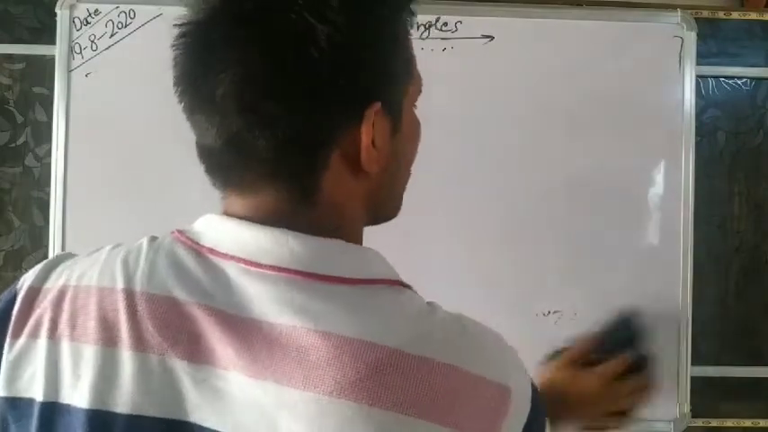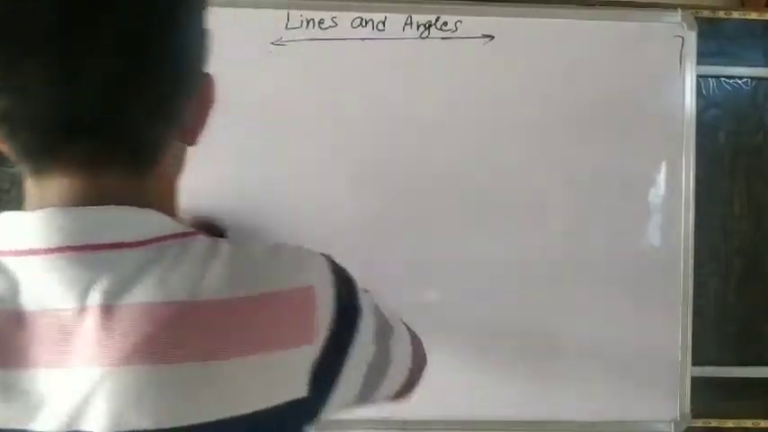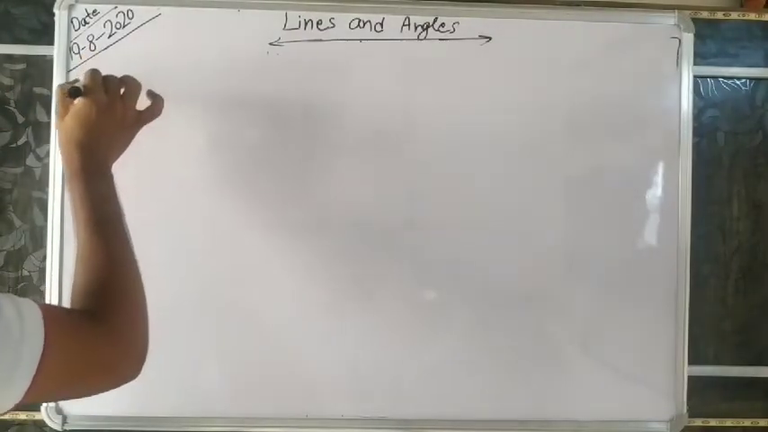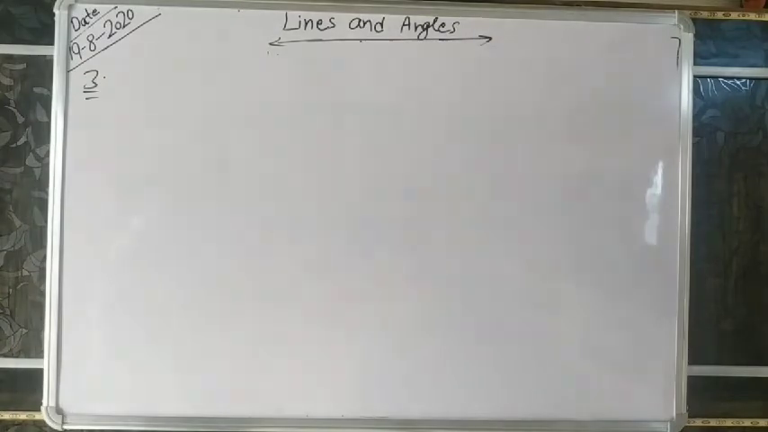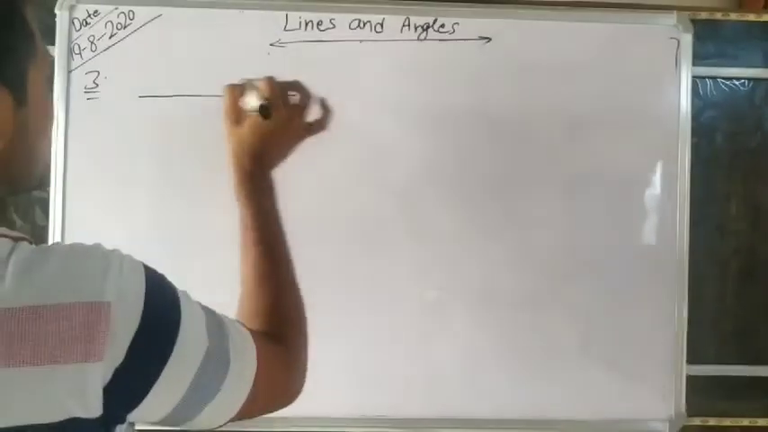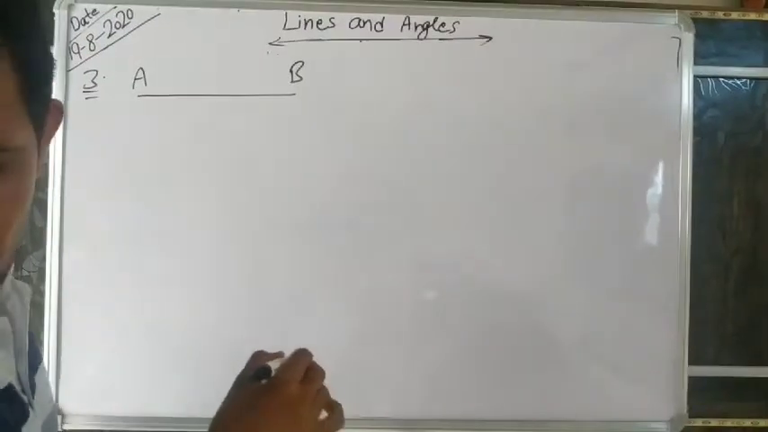Bisector means dividing into two equal angles, not two parts, two equal angles. Third is in figure 6.41: AB is parallel to DE.